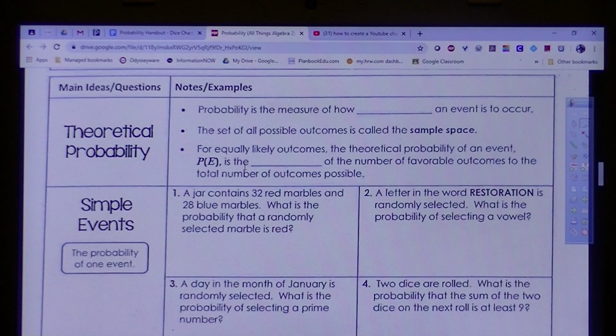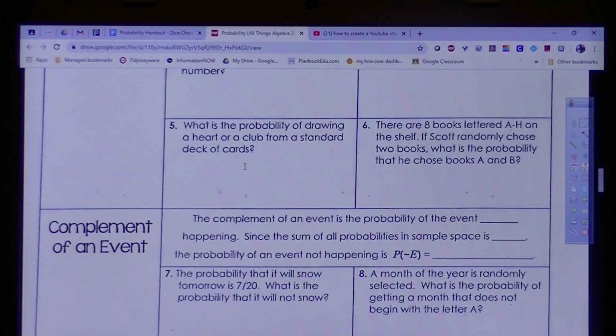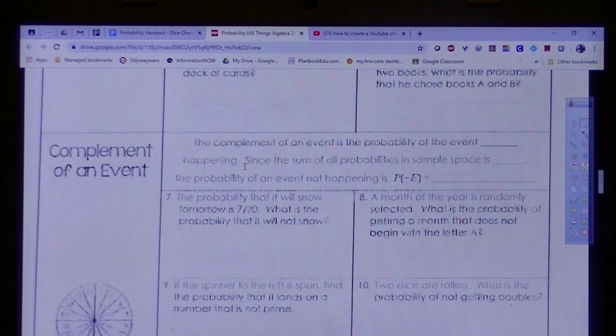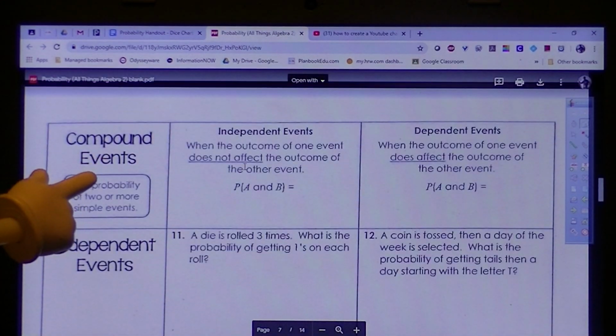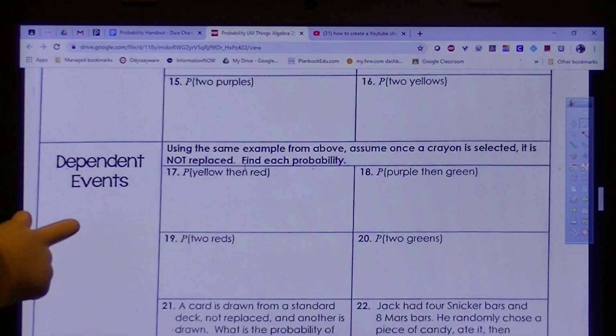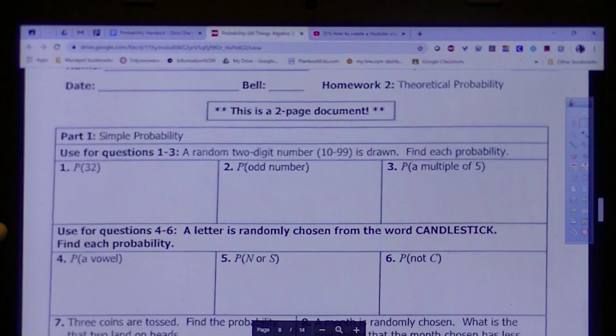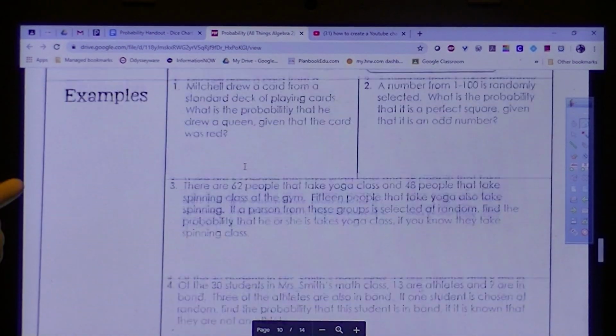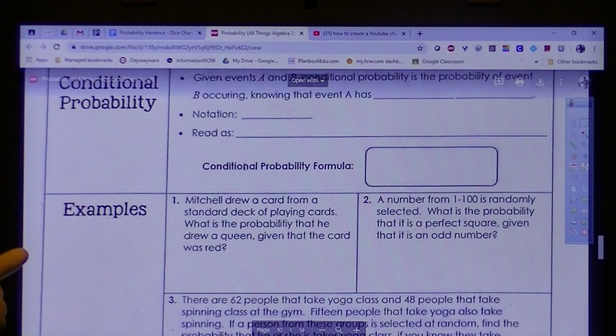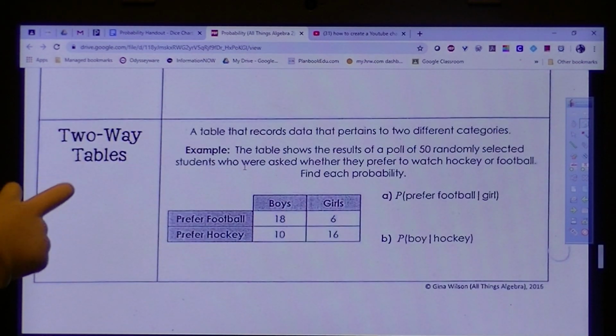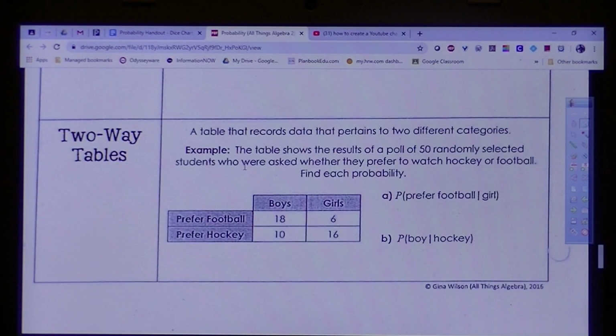Hello folks, this is Mr. T again, and today we're going to talk a little bit about theoretical probability. We're going to talk about the simple events and the complement of an event in this video, and then the follow-up videos will be for compound events, which have independent and dependent pieces. Conditional probability will be a different video, and then two-way tables will be a short little video as well. So that's what we're looking for in the next series of videos with this information.